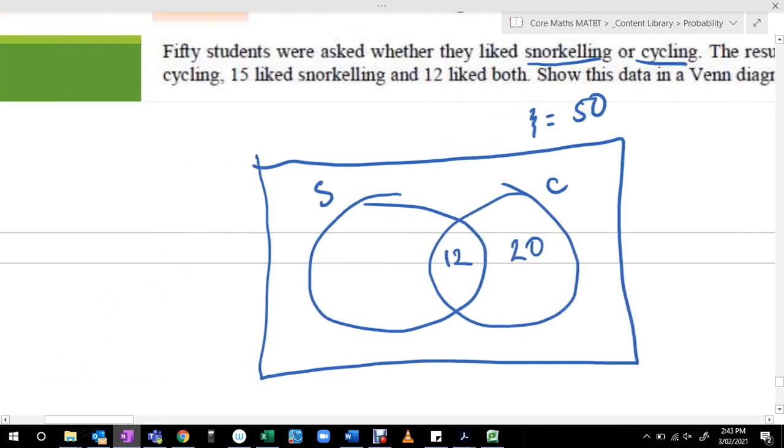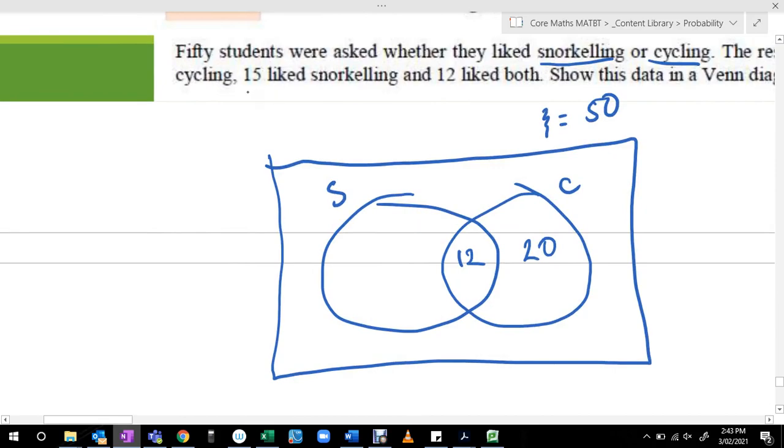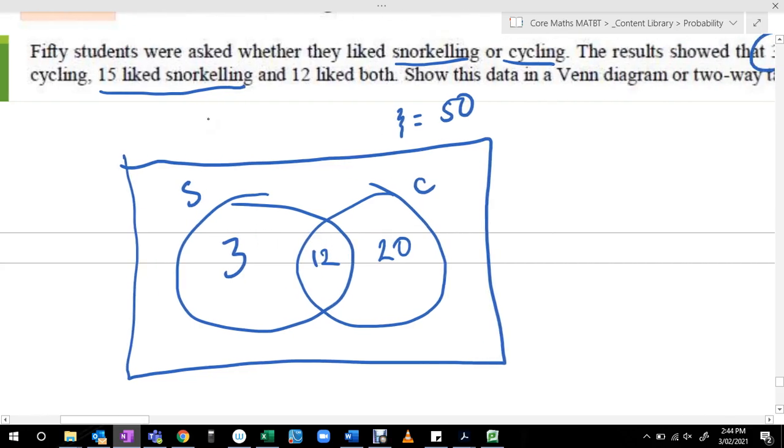Okay, what's the next one? It says 15 liked snorkeling. So if 12 people already like snorkeling, how many people like snorkeling only? 3, because it has to equal 15. Okay, so there's your Venn diagram so far. Now, we're not quite done yet. Okay, because what should this add up to? 50. So if we add them all up, 20 plus 12 plus 3 equals 35.